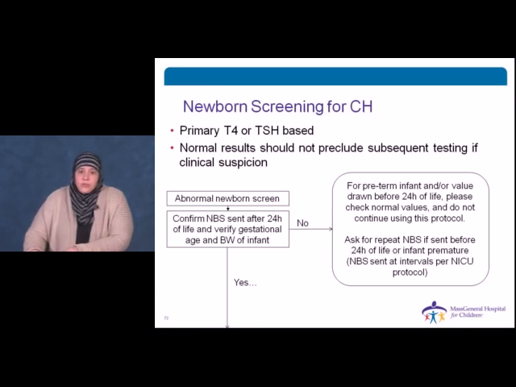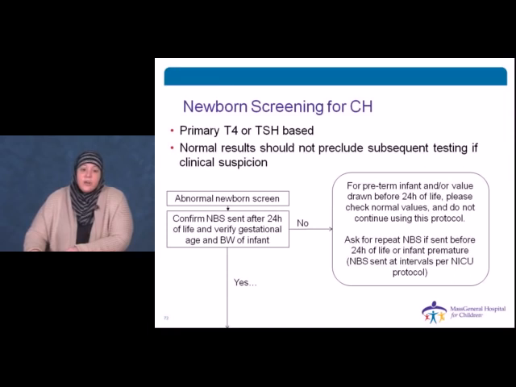In terms of newborn screening, most newborn screening programs are either TSH-based or primarily T4-based with a reflex TSH for those infants with low total T4. And normal results on a newborn screen shouldn't preclude subsequent testing if you really suspect that an infant has thyroid disease. So if you get an abnormal newborn screen, the important thing to do first is to confirm that the newborn screen was sent after 24 hours of life. In the first 24 hours of life, you have that TSH surge, which may cause a false positive.